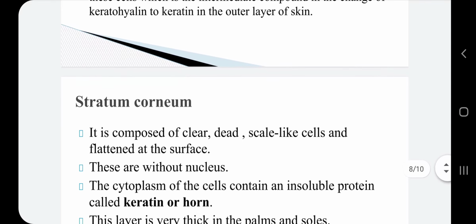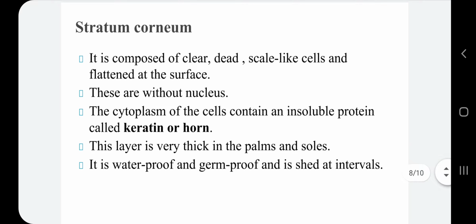Next, the outermost layer, it is Stratum Corneum. Now the cells of this layer are dead and scale-like, and they are flattened at the surface, and these do not contain any nucleus, and the cytoplasm contains keratin or horn. Keratin, which is the keratohyalin of the lower layer, changes into keratin and is present here in the cytoplasm of these cells, and this layer is thick in the palms and soles of the body. This layer is waterproof. It does not allow the water to get inside the body.